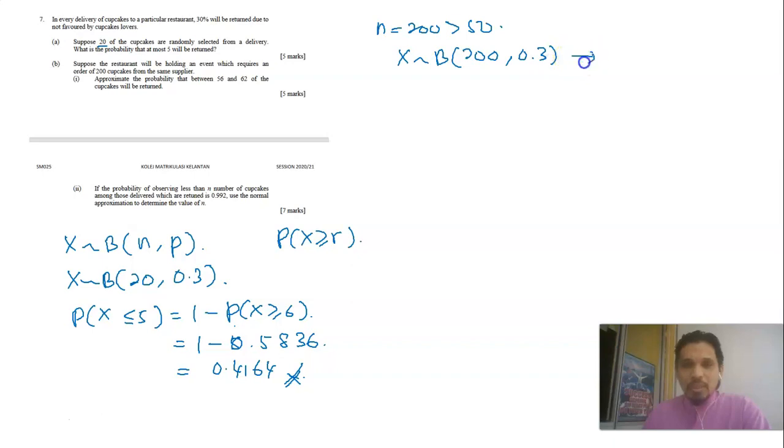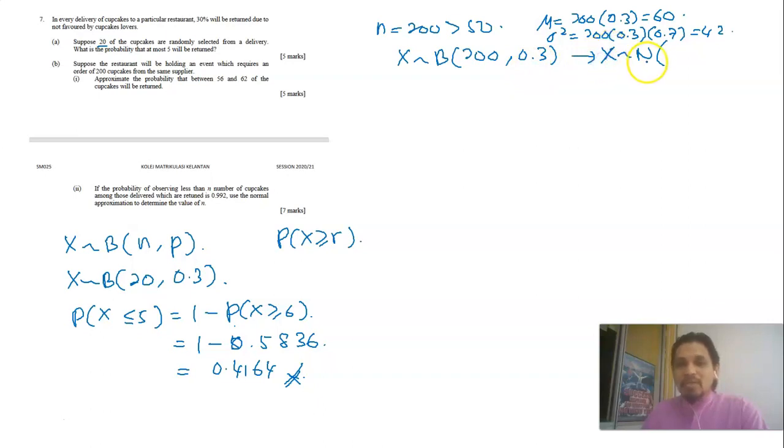So from X binomially distributed with 200 cupcakes and probability of success 0.3, we come up with a normal distribution with mean mu equal to 200 multiplied by 0.3, which gives you 60. And then the variance equal to 200 times 0.3 times 0.7, where probability of success is 0.3 and probability of failure is 0.7, and this will give you 42. So we turn the binomial distribution into a normal distribution with mean 60 and variance 42.